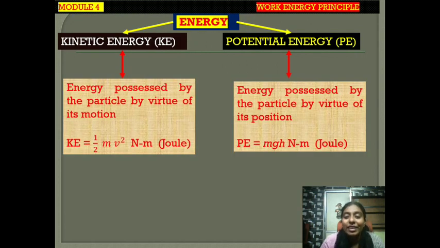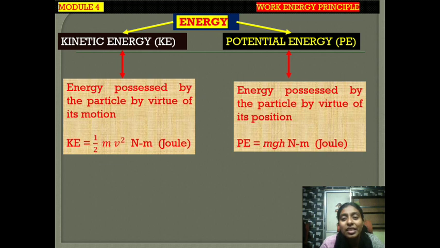So now, energy. Energy can be kinetic energy or potential energy. Kinetic energy is the energy possessed by the particle by virtue of its motion. So it is half m v square. The unit is Newton meter, and Newton meter is nothing but joule. The unit of energy is joule.